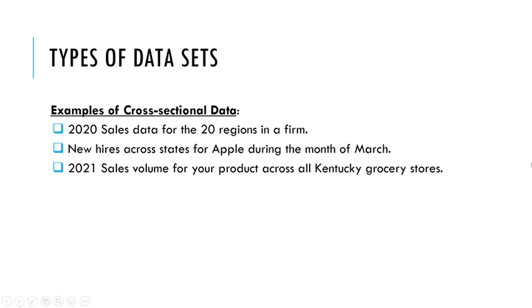What if I have 2021 sales volume for your product that's sold by your company across all Kentucky grocery stores? All right, 2021 sales volume just for this 1 year. So there's no time dimension, but I have a whole lot of different entities. I've got grocery store number 1 in Kentucky, grocery store number 2 in Kentucky, grocery store number 3 in Kentucky, but they're all for 2021. So I have multiple entities in the same period of time, cross-sectional.